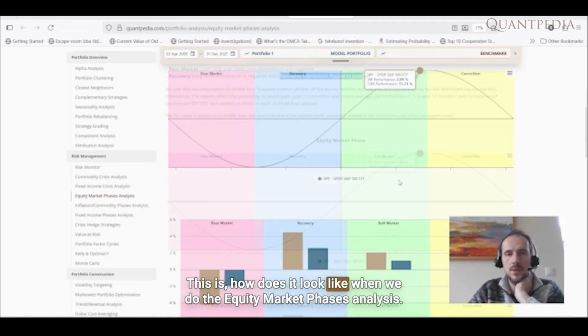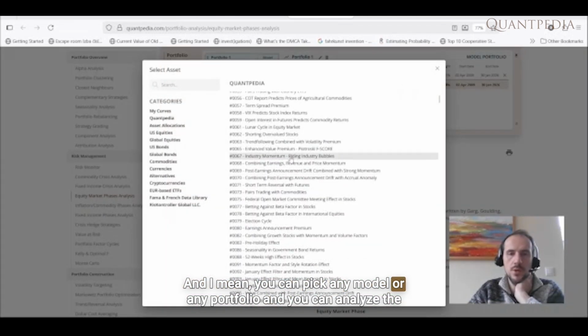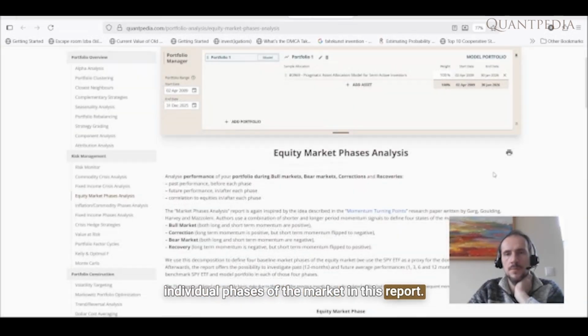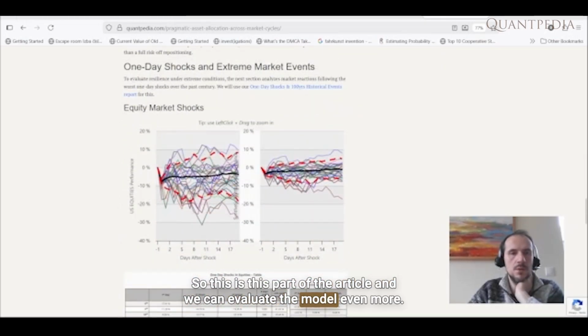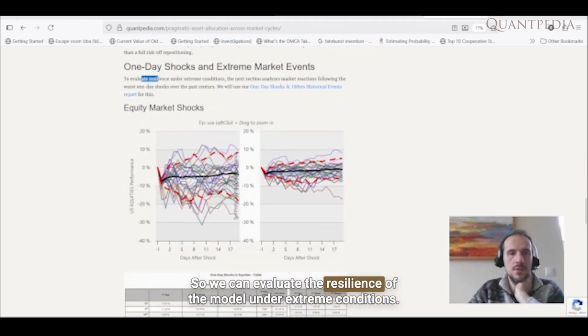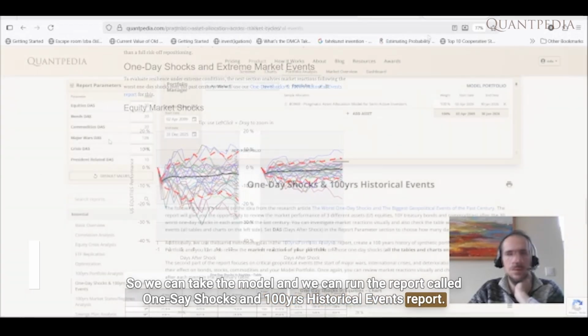But this is how it looks when we do the equity market phases analysis. You can pick any model or any portfolio, and you can analyze the individual phases of the market in this report. So let's move on. This is this part of the article, and we can evaluate the model even more. We can evaluate the resilience of the model under extreme conditions. We can take the model and run the report called the 1-day shocks and 100 years historical events report.